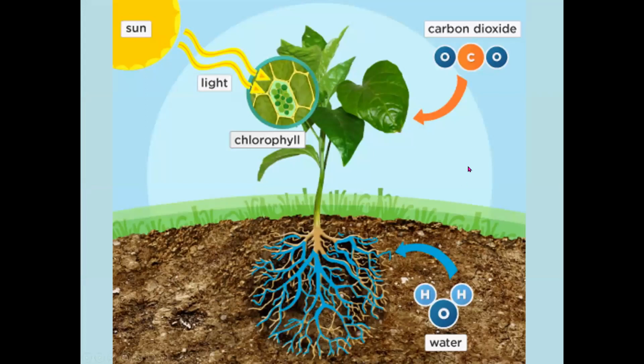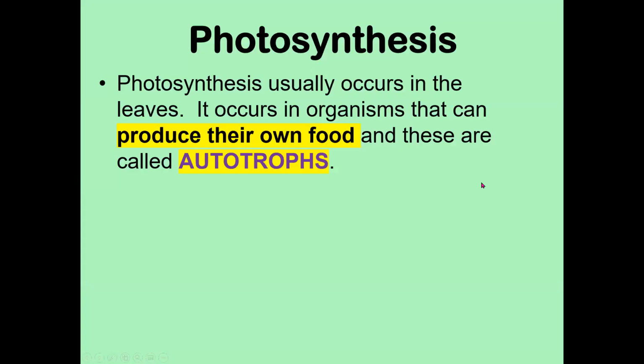Now, with respect to photosynthesis, we require the sun, we require water from the soil, we require chlorophyll, and we require carbon dioxide, carbon and 2 oxygens. Together, it produces its own food. Now, an organism that produces its own food is called an autotroph. Auto means self, troph means feeder.